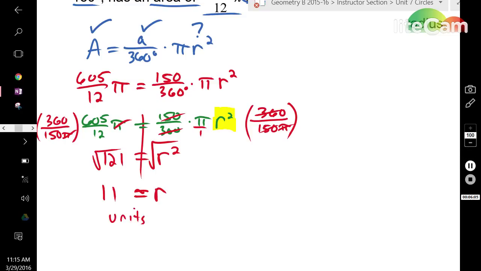So the two objectives, we met them both. We found the area of a sector given the angle and the radius. We also solved other problems where they give you the area of a sector and an angle and actually solve for the radius. We did not do a problem where they gave you a radius and an area of a sector and asked you to solve for an angle, but it goes much like the previous problem here.